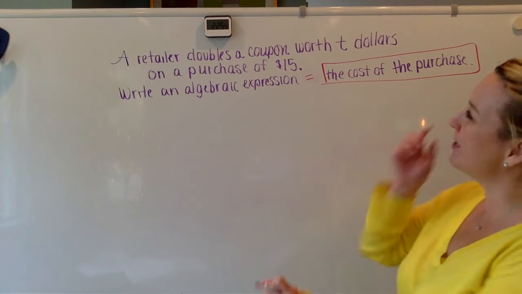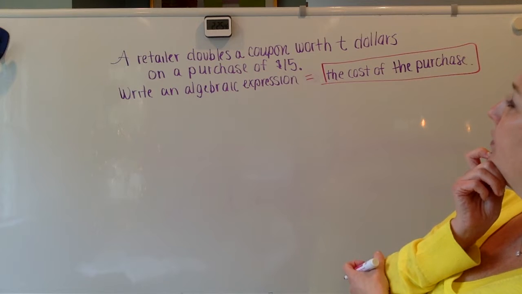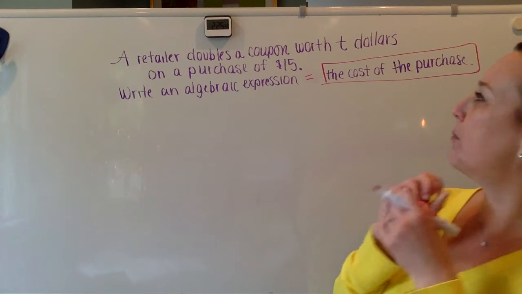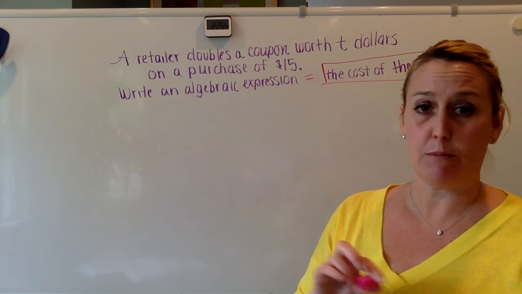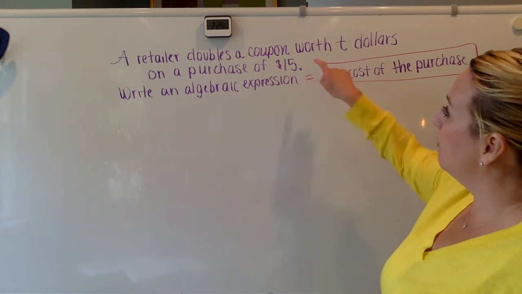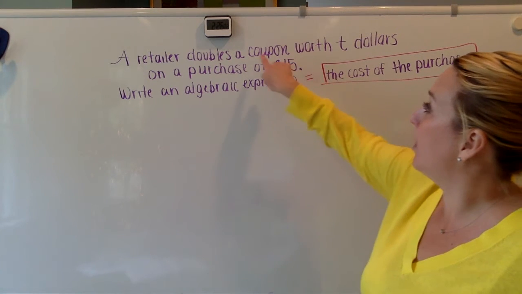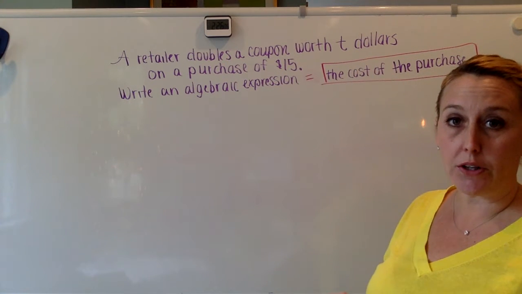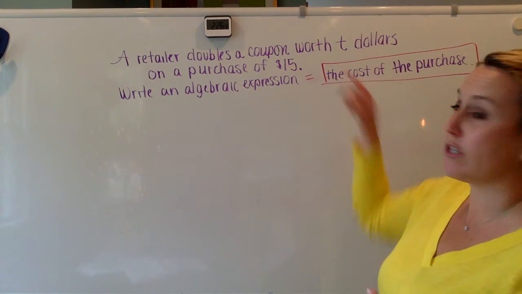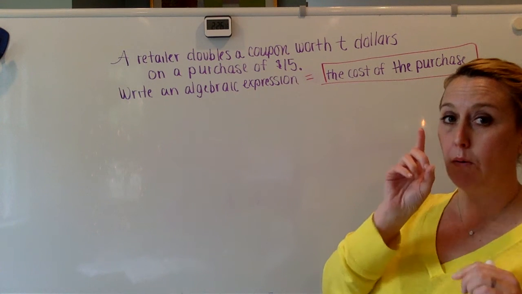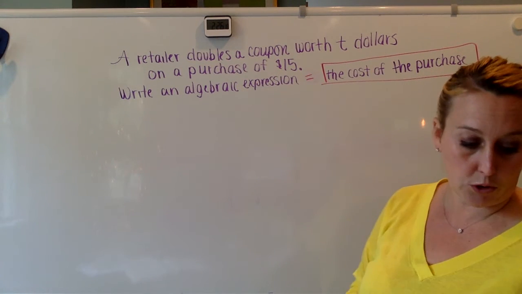All right, so I got to go back up here. A retailer doubles a coupon worth $T on a purchase of $15. So like, what does that even mean? You're like, I don't buy the stuff, my parents do. So this is saying if you buy $15 worth of stuff, you get a coupon that is double $T. So our unknown is like, what does $T equal? But you have to buy $15 at least once. You buy $15 and then you'll get a coupon that doubles worth $T.